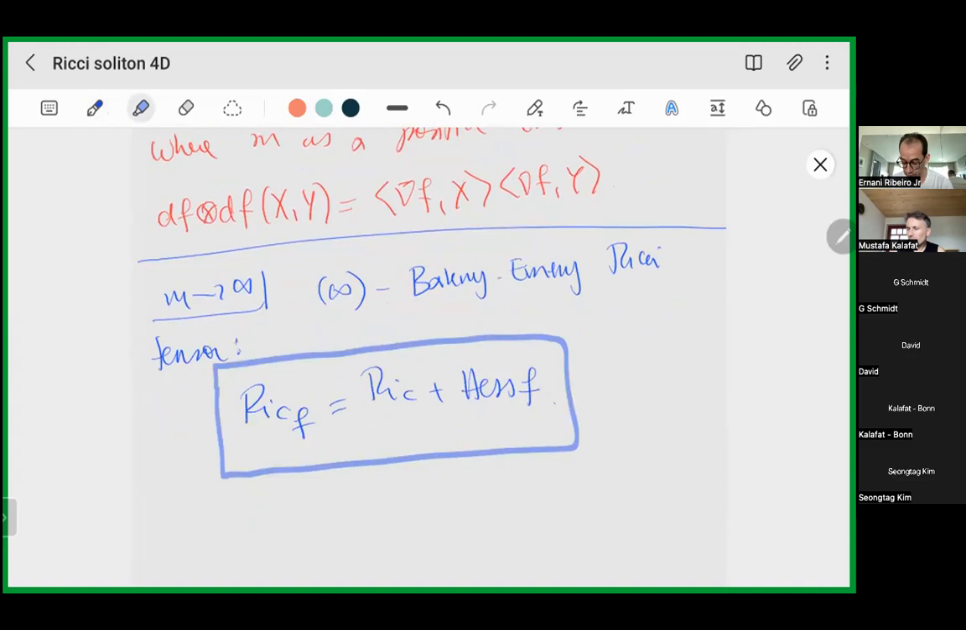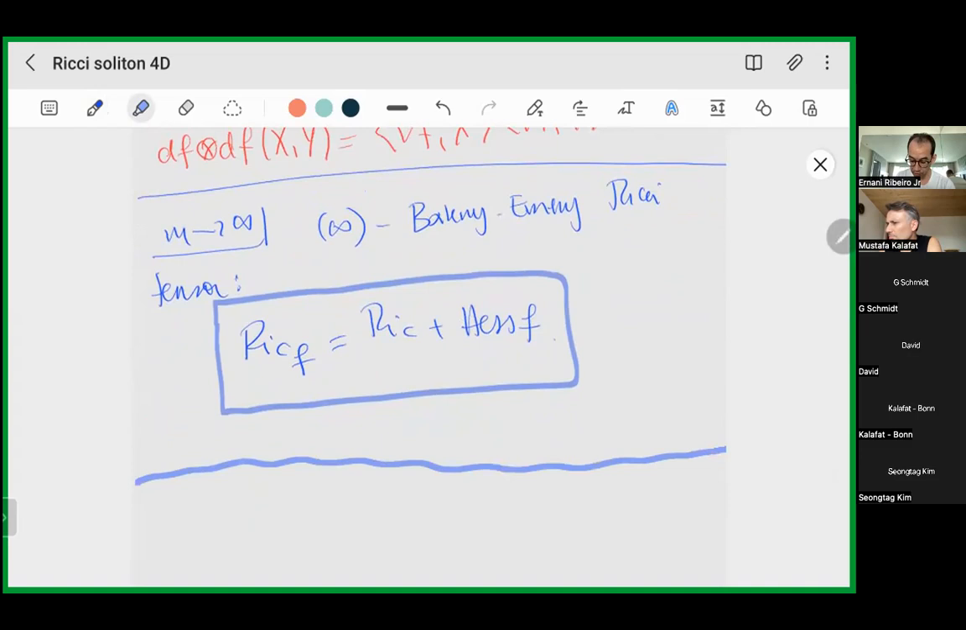In general, the existence of this potential function can replace the geometry of a given manifold. For example, if you have a manifold such that the Ricci curvature is constant, we say this manifold is Einstein. However, if you assume that this Ricci f tensor is constant, this is not necessarily Einstein. Then the class of manifolds which satisfies this equation equal to a constant is bigger than the set of manifolds such that the Ricci curvature is constant.